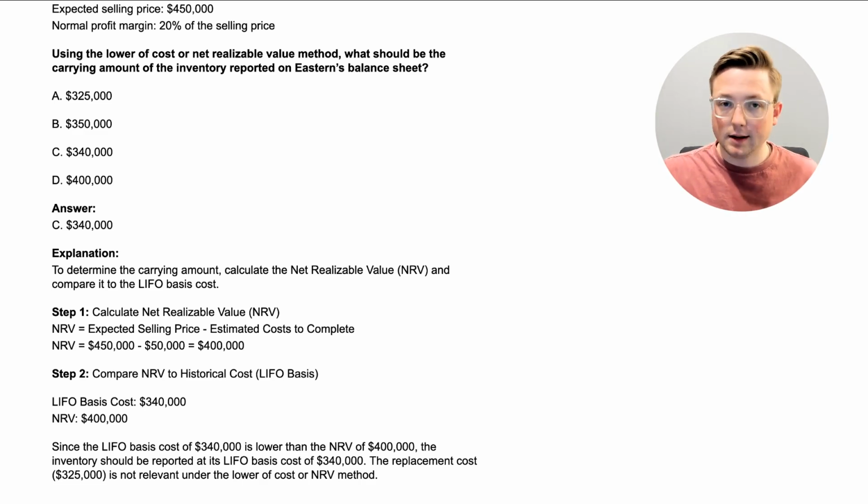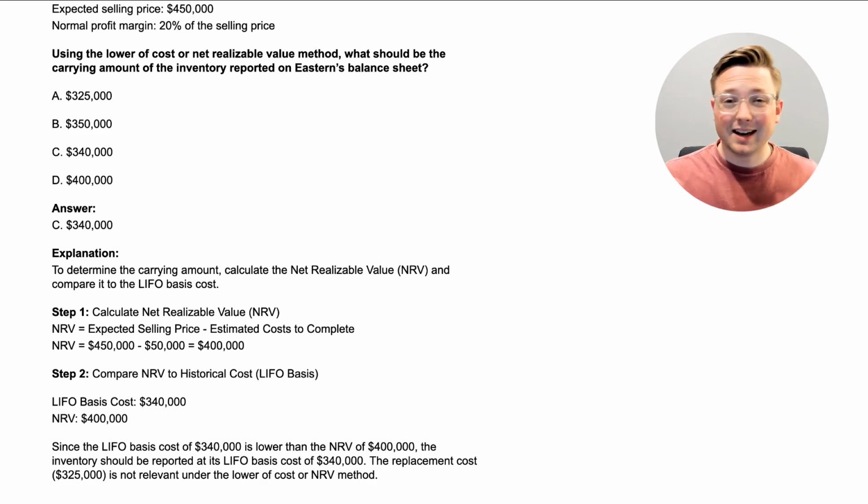Step 1, again, is calculating the net realizable value. So we take the expected selling price of $450,000 and we subtract the estimated costs to complete it so that they can sell it. And that gives you $400,000. That's the net realizable value. And we compare that to the historical cost, which in this case is that LIFO basis. So $340,000 for the LIFO basis compared to the net realizable value of $400,000. Obviously, the historical cost, the LIFO basis cost, is $340,000, which means that's lower. So that's obviously going to be what we recorded at. We continue recording it at the historical cost rather than the net realizable value in this case.